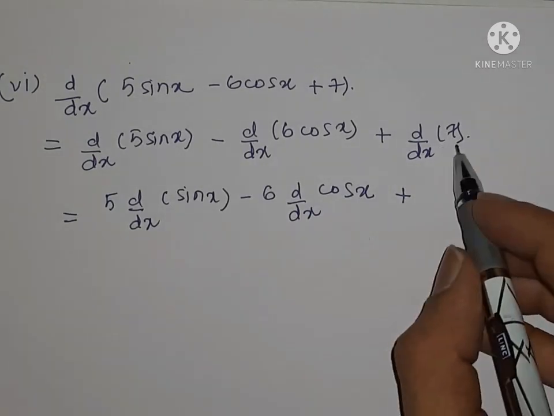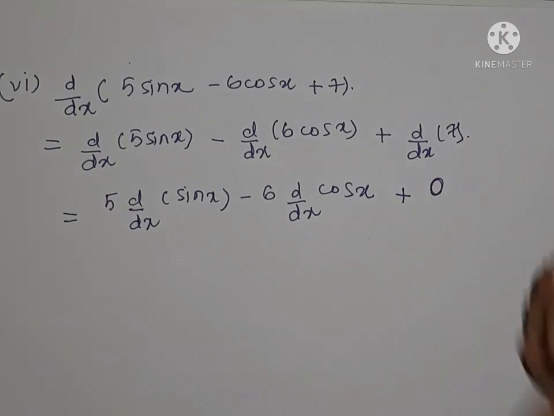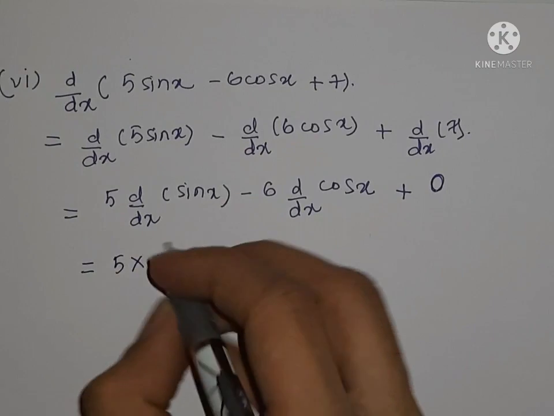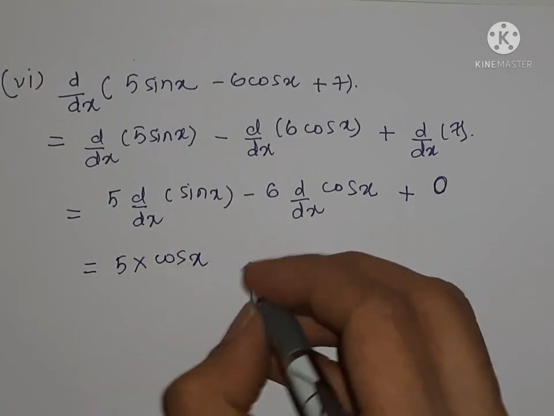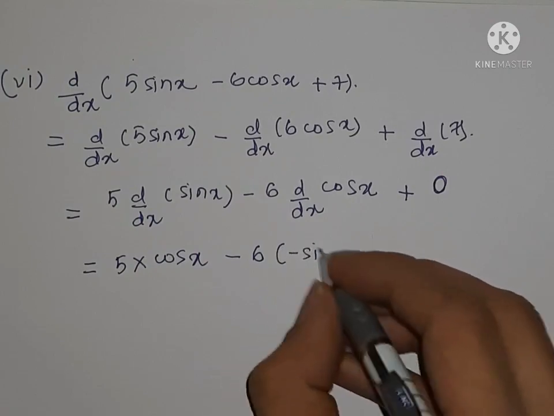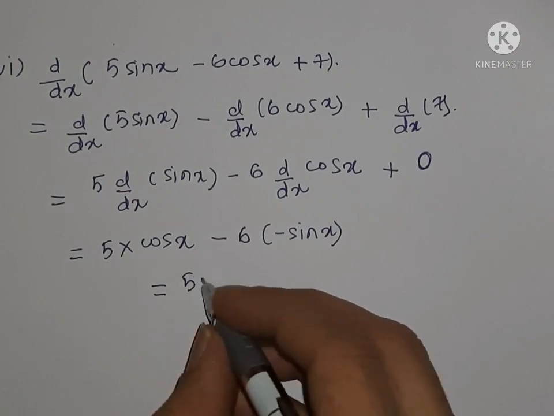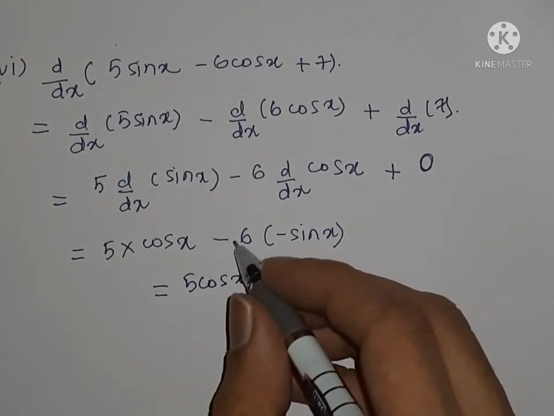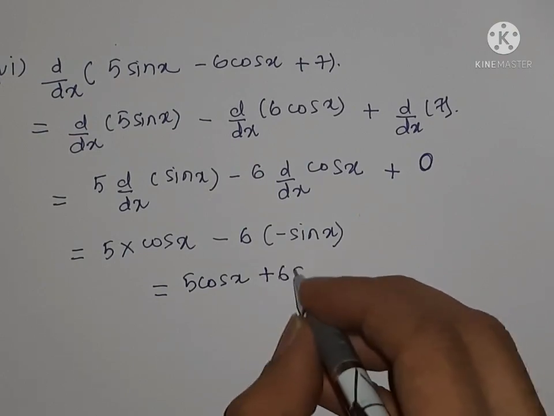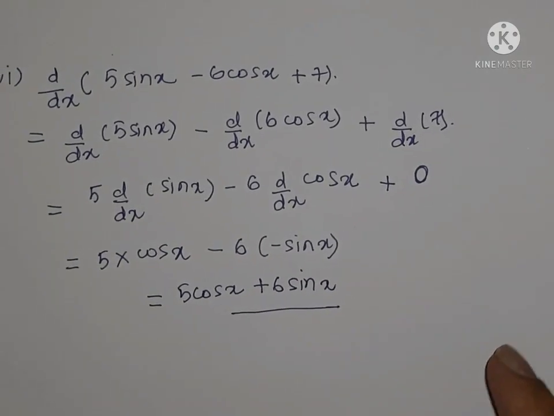and plus derivative of this is 0, because this is derivative of a constant, so that is 0. This is equal to 5 times derivative of sin x is cos x minus 6 times derivative of cos x is minus sin x. Okay, this is equal to 5 cos x and minus 6 times minus sin x is plus 6 sin x. Okay, so this is the answer.